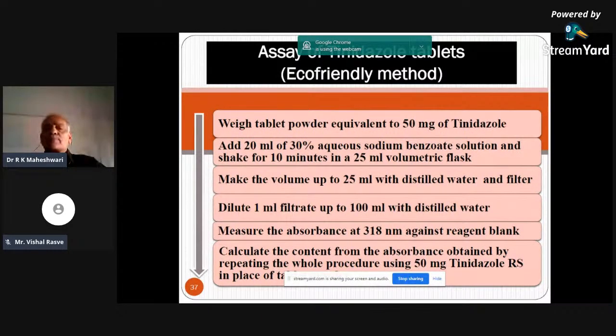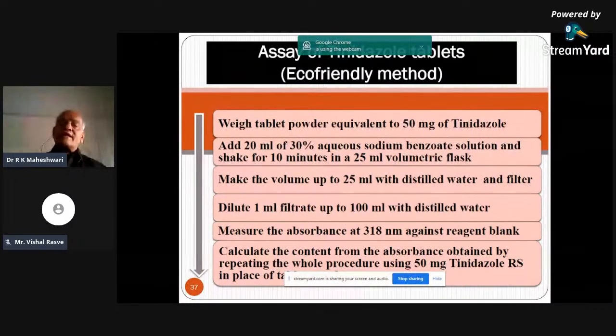During these 10 minutes, all the tinidazole present in the tablet powder comes into the hydrotropic solution. Then you have to make up the volume to 25 ml with distilled water. Please listen carefully. We have employed sodium benzoate solution only once. We are not making up the volume with the sodium benzoate solution again.